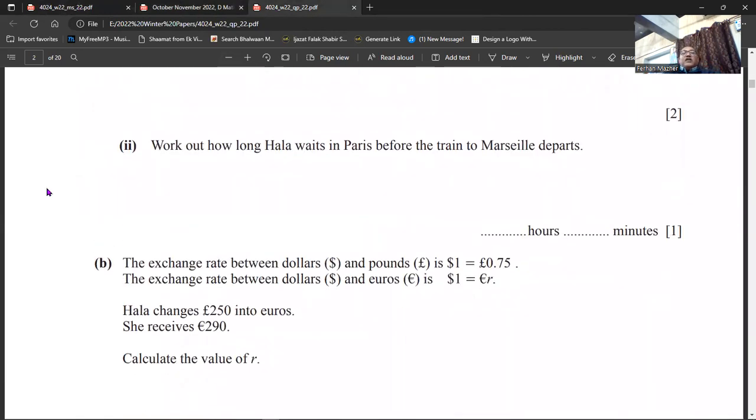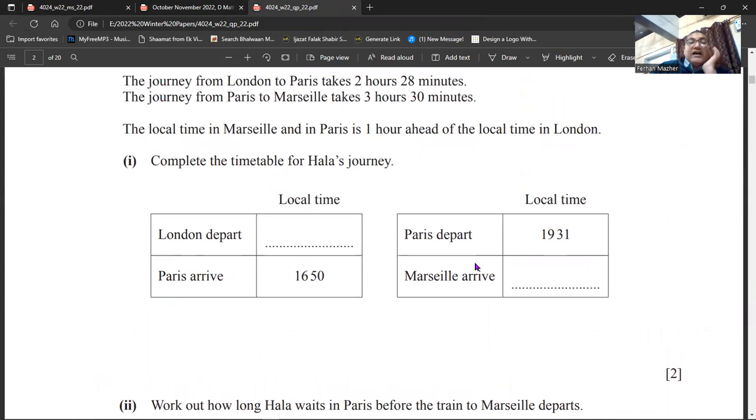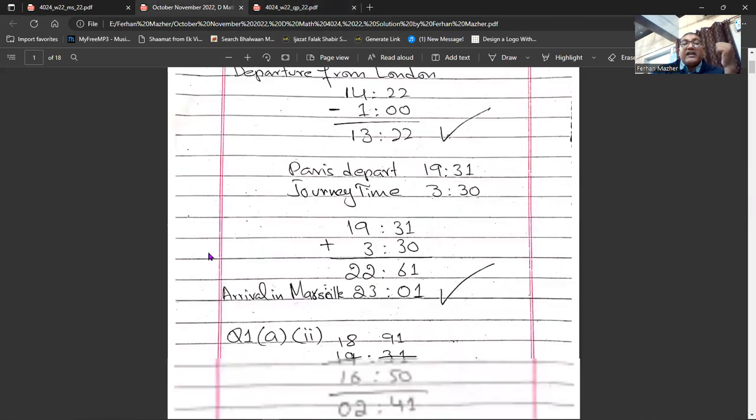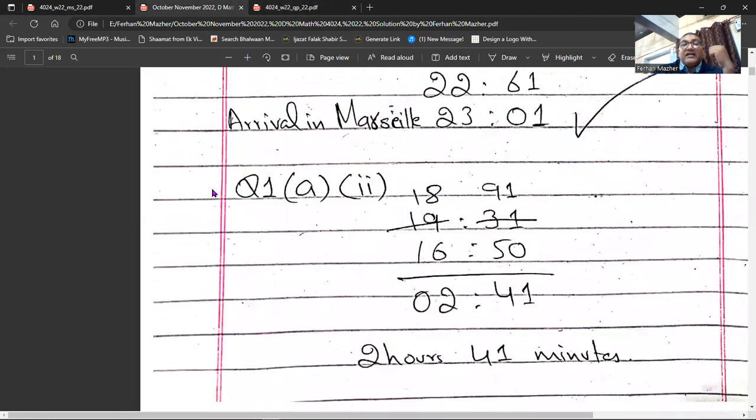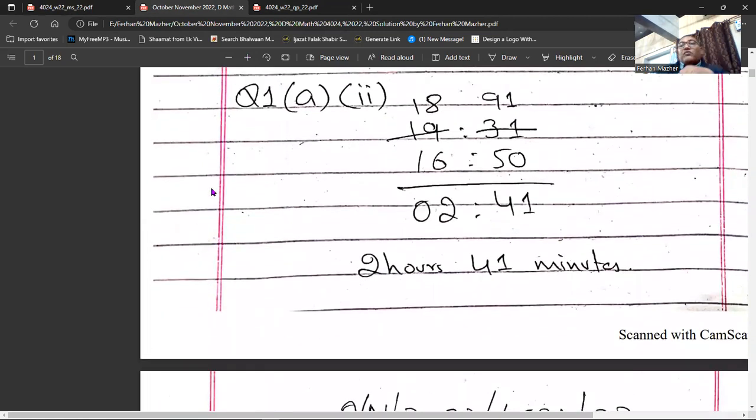Next, work out how long Hala waits in Paris before the train to Marseille departs. She arrived in Paris at 1650 and she departs Paris at 1931. So from 1931 subtract 1650, and you get the time she stayed in Paris. Here is the solution: 1931 minus 1650.